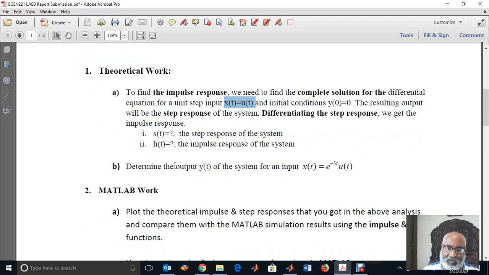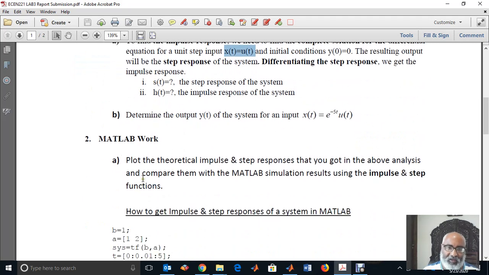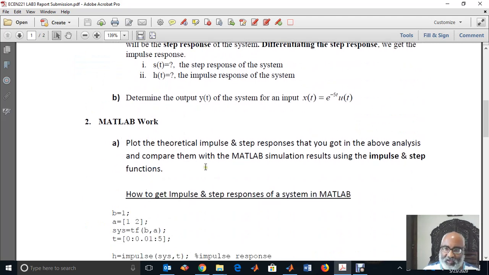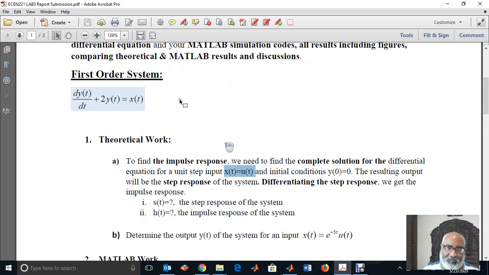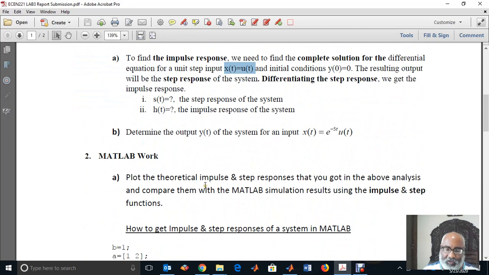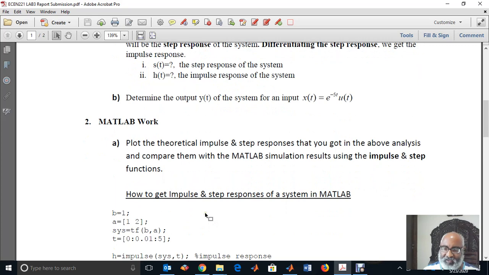Now, these two works, we need for the MATLAB simulation, okay? The MATLAB simulation of part A will be determining the impulse and step response of the same system, this system. However, we will do it using MATLAB simulation results using the impulse and step functions.